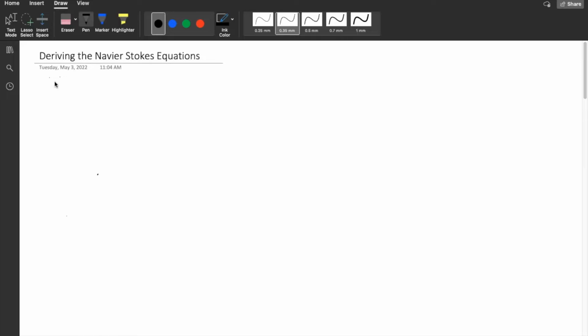So starting off with the continuity equation, this equation describes how mass flows through space. So here, let's create our control volume. Make it nice and big.